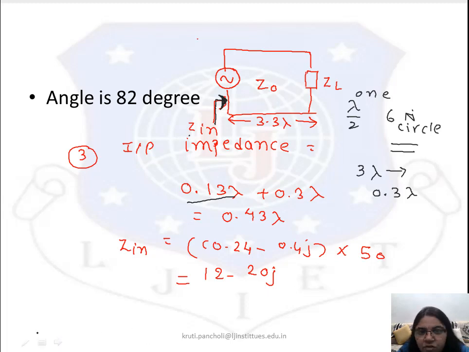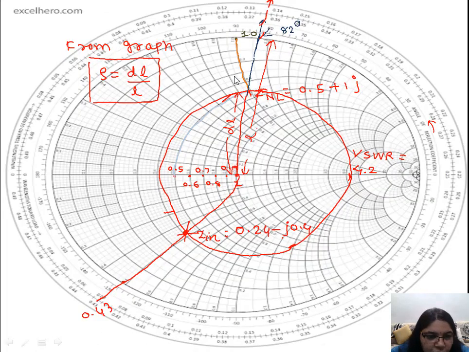Now you can see over here, by extending that value, it is my 0.13. Now how much value do I need to add towards the generator? That is 0.3 lambda. While you look at this external line, it would be somewhere over here. So this is my 0.43 lambda.